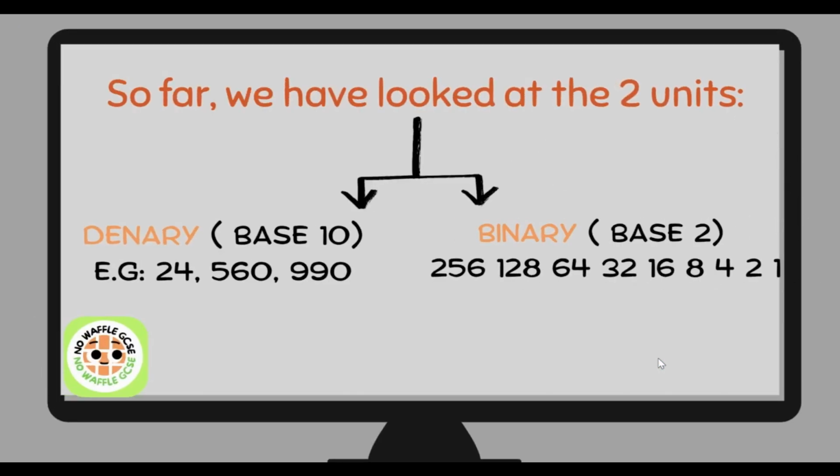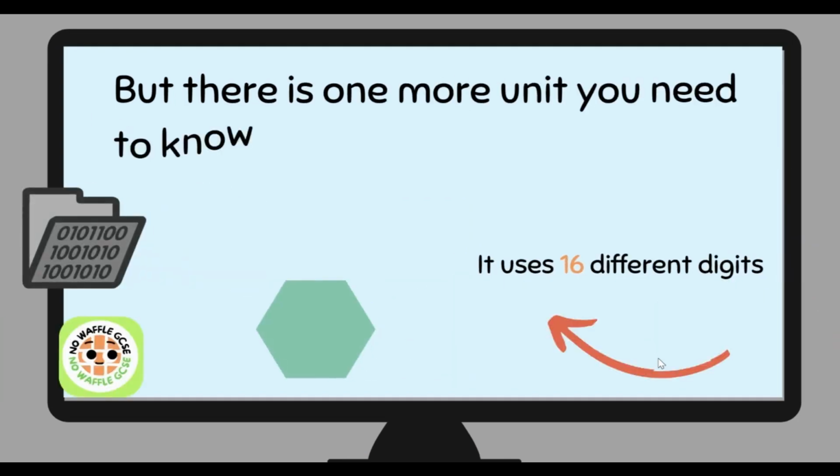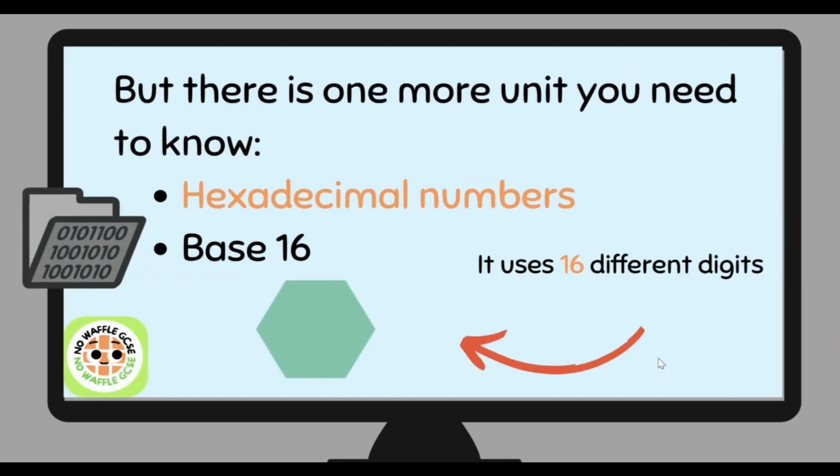So far, we've looked at the two units, both denary, which is just normal counting that we use in everyday life, which is called base 10, and binary, which is what we've looked at in computing, and it's base 2. But there is one more unit that you need to know for GCSE Computer Science, and that is hexadecimal numbers. Now, hexadecimal numbers is what we call base 16, and it uses 16 different digits.